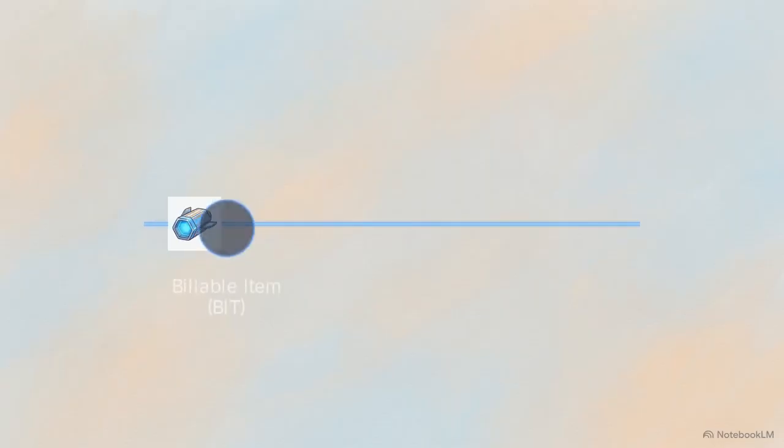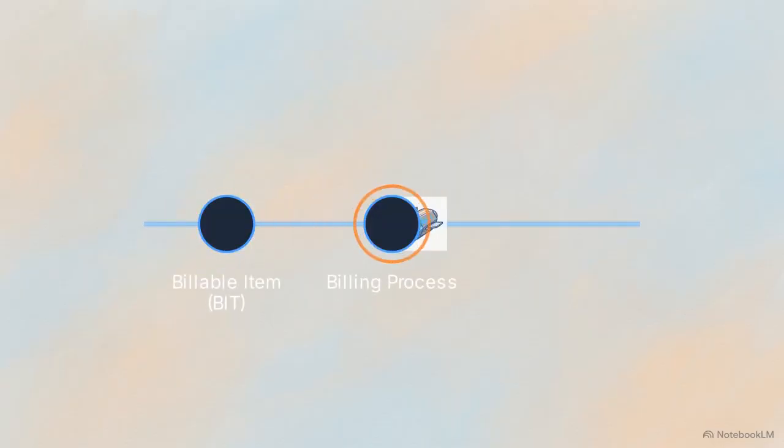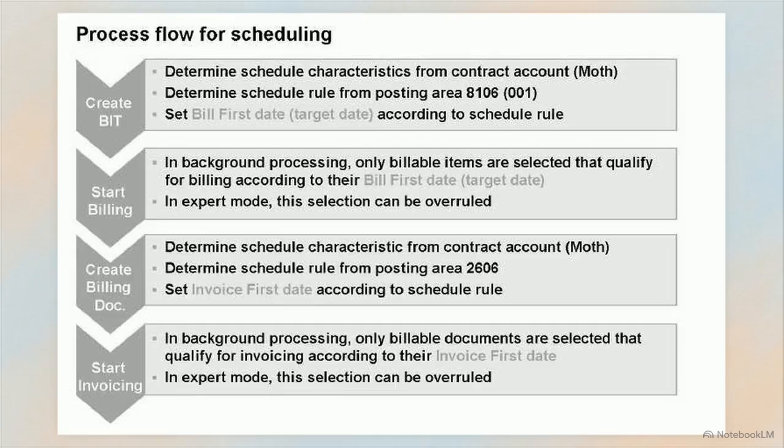Let's trace where these scheduling interventions actually happen inside the Convergent invoicing pipeline. This flowchart illustrates the sequence. When a billable item is created, the system determines the applicable scheduling rule. Moving to the billing phase, that calculated target date becomes a strict filter. In background processing, the system selects only qualifying items. In expert mode, you can overrule this.